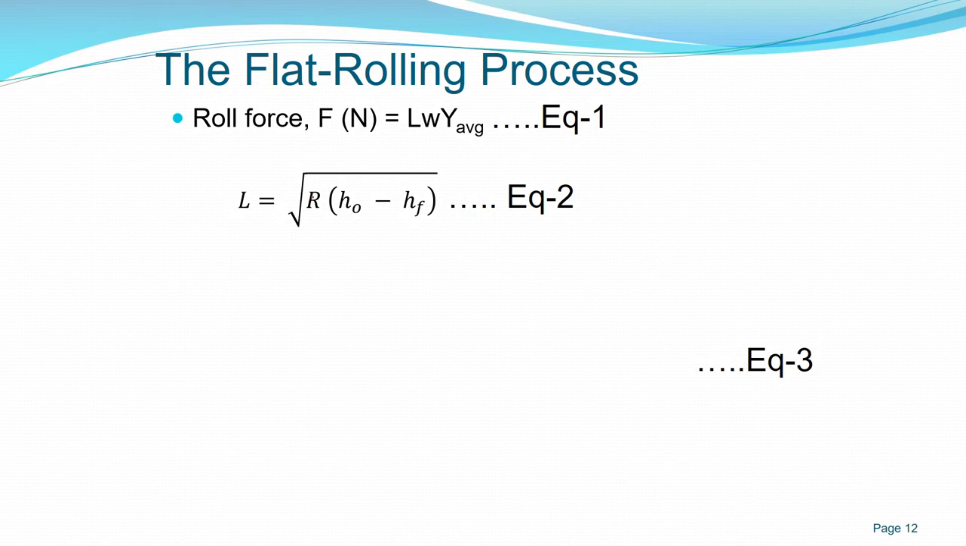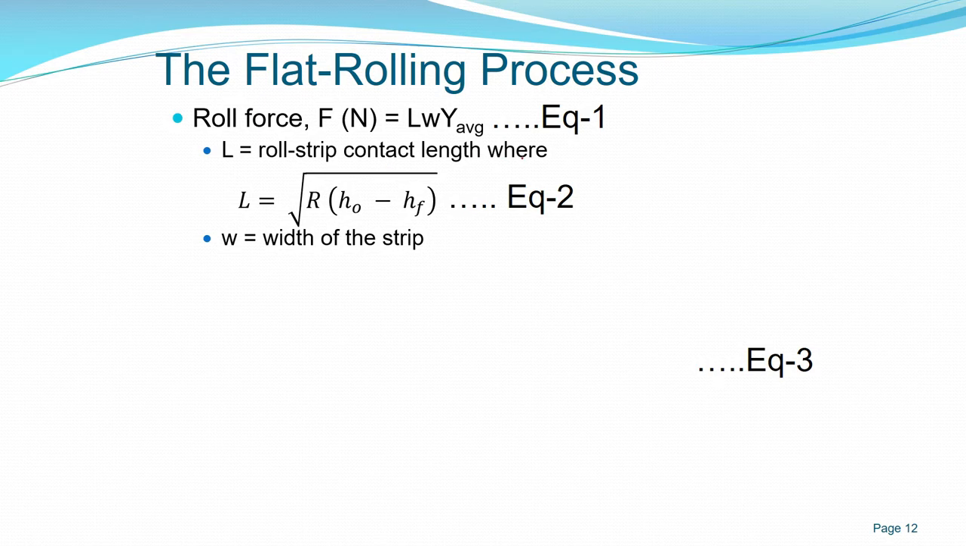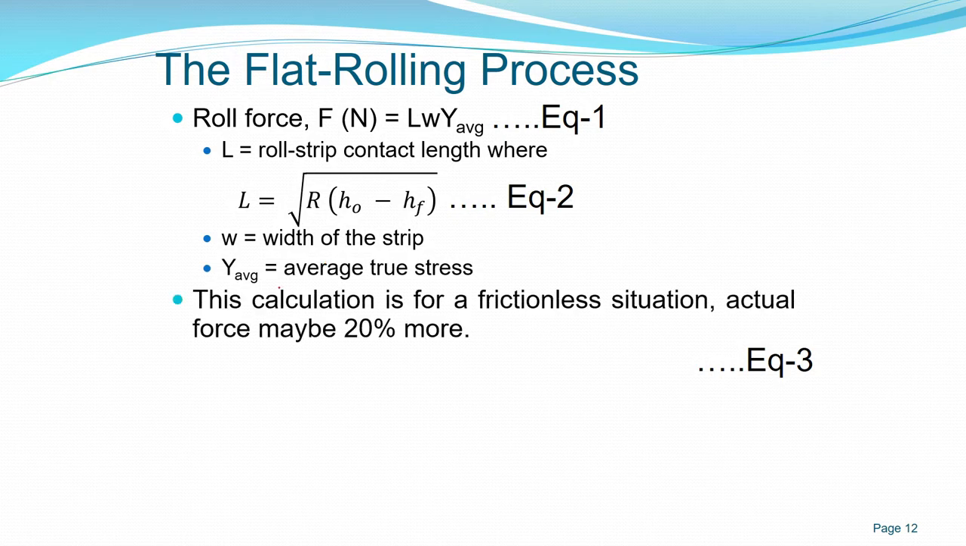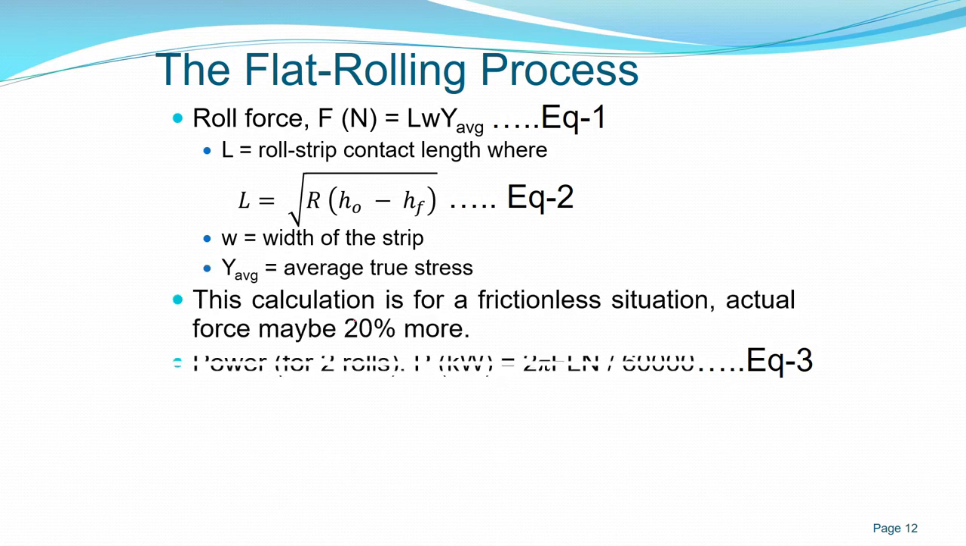So what are the flat rolling process equations involved? The roll force F, in Newton, equals the length times the width times the average yield stress, where L is the roll strip contact length, which we find as the square root of R, the radius of the roller, times the initial thickness minus the final thickness. W is the width of the strip. Y average is the average true stress, not the engineering stress, but the true stress. This calculation is for a frictionless situation. In actual force, it may be about 20% more, due to the friction, because the roller has to overcome the frictional force.